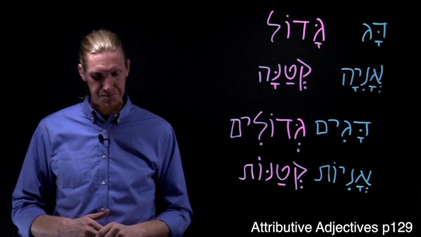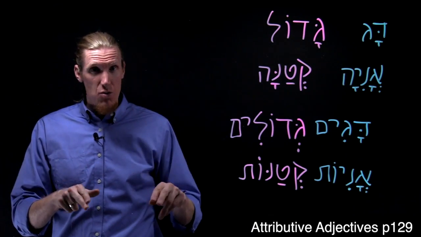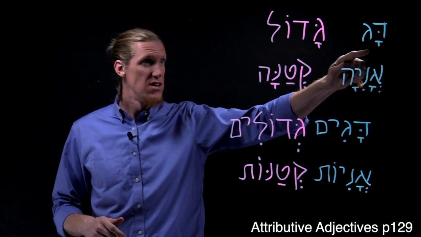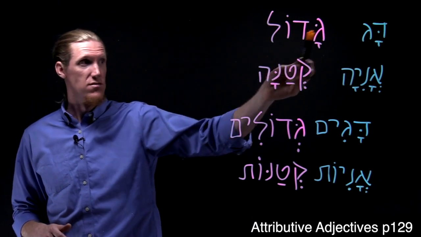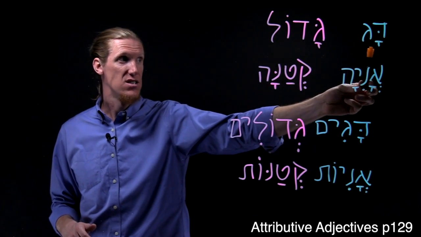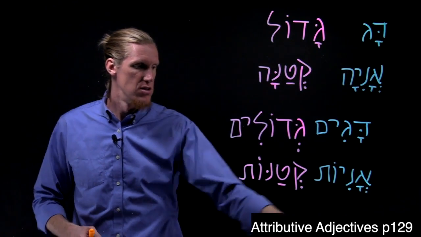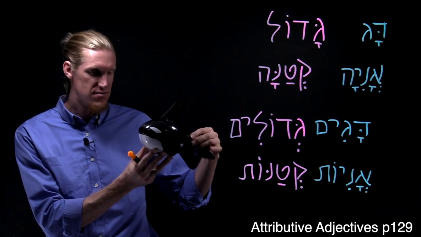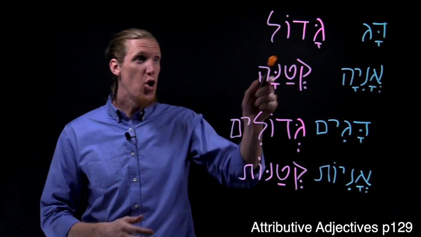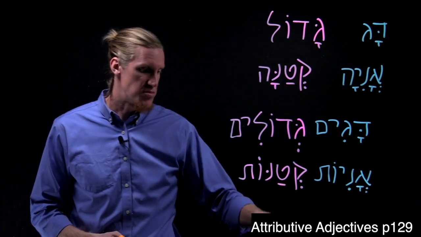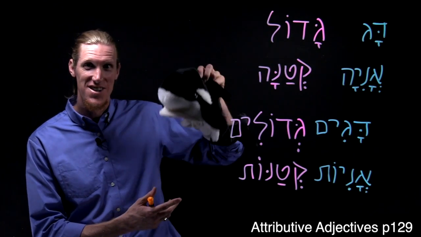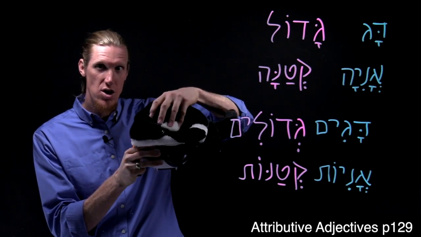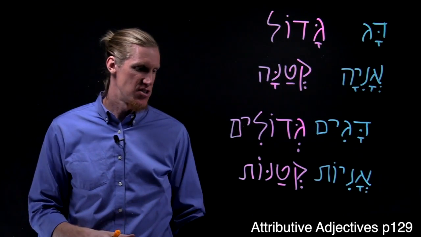All of them do. But now let's take a couple of examples. Here we have dag and gadol. Dag is our noun. Here we have a fish. And gadol is our adjective. Perhaps slightly more gadol, this one. Dag gadol. Big fish.